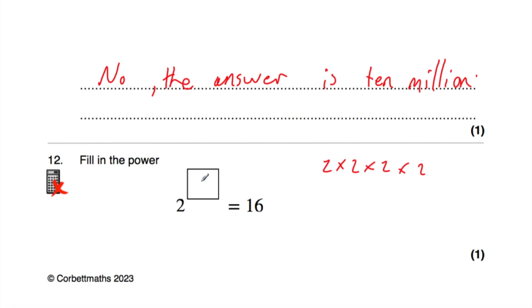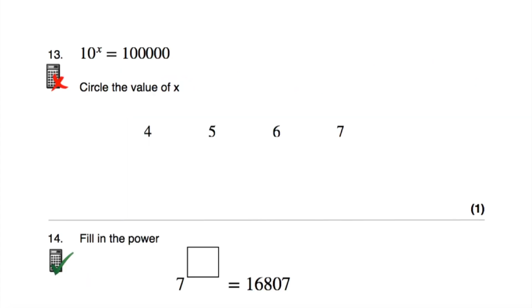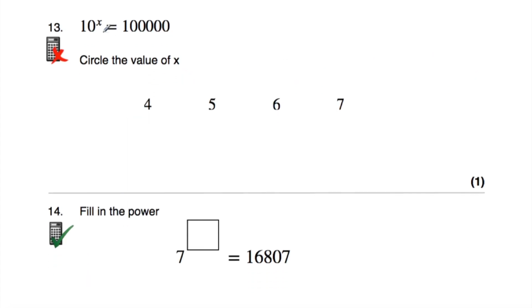We've got 4 2, so it's going to be 2 to the power of 4, and that's it. Okay, let's have a look at our next question, question number 13. So question number 13, we've got 10 to the power of something is equal to 100,000. That's 1 followed by 5 zeros. Now looking at the questions we've done previously, because it's 10 to the power of something and we've got a 1 followed by 5 zeros, the power will have to be 5.